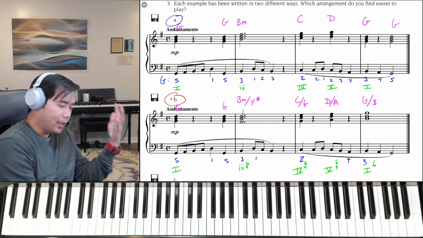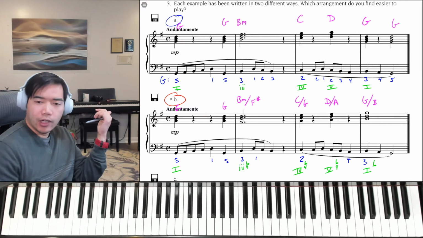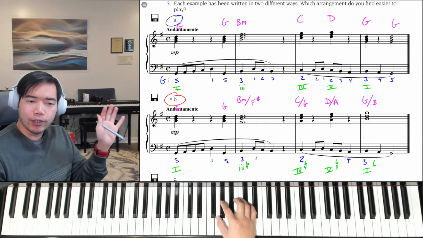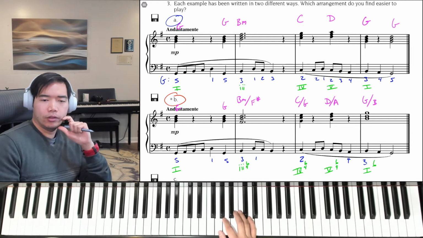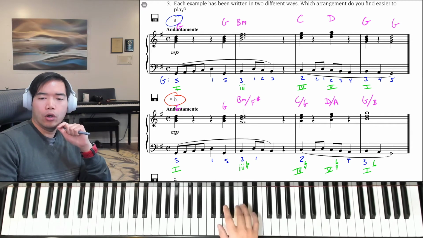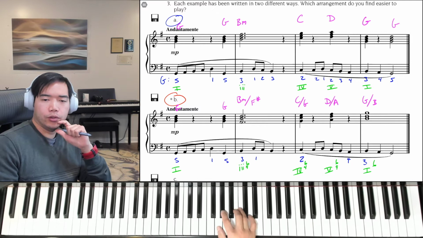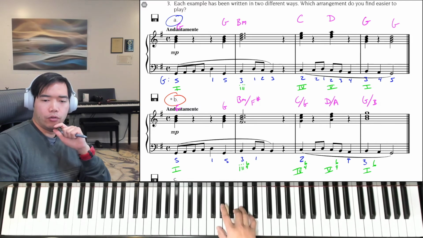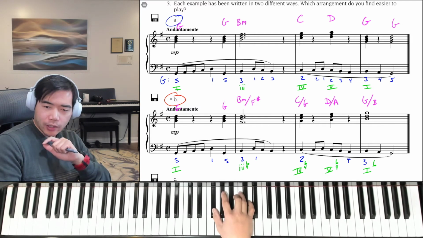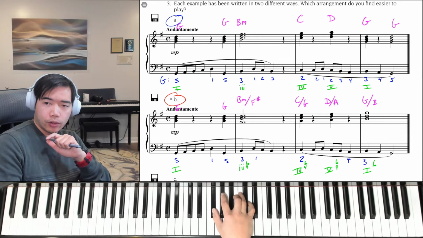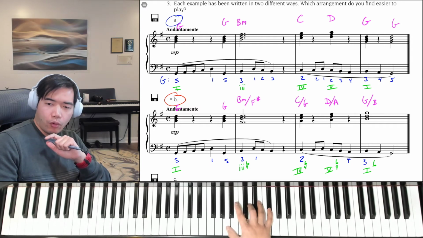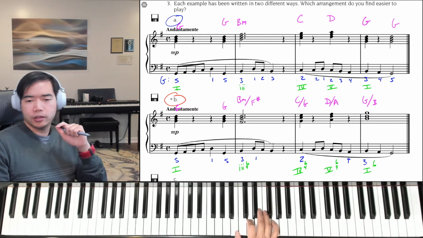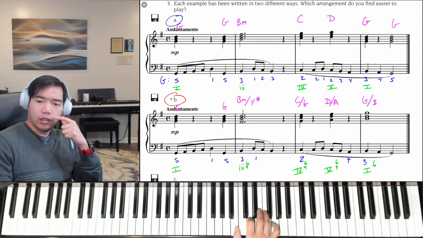In example B, same chords, but now we have different inversions. Let's try it slowly. 1, 2, 3, 4.